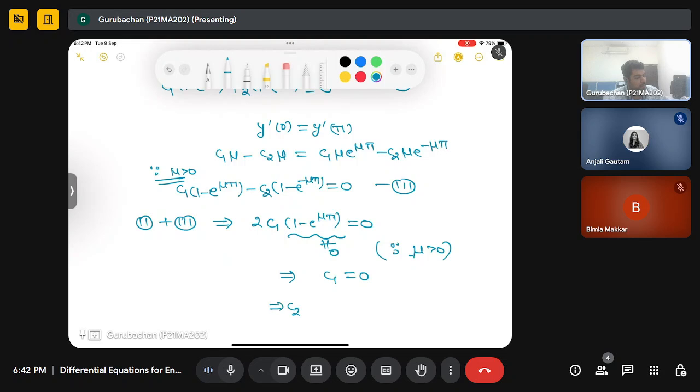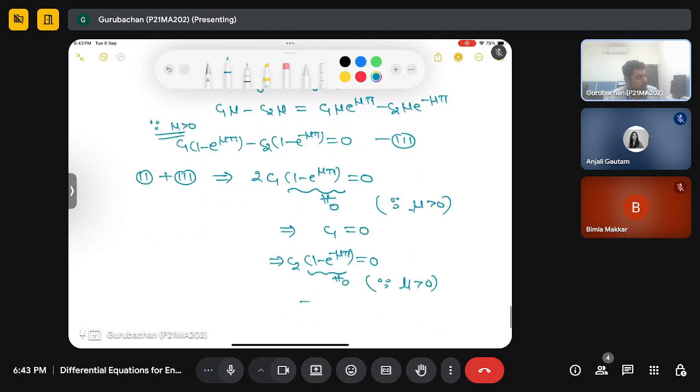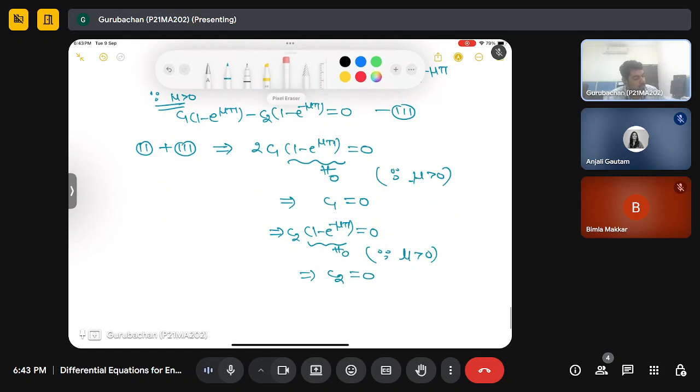So this will imply c2 into 1 minus e to the power minus mu pi is 0. So this is a non-zero quantity because mu is positive. Therefore, c2 is also 0. So y is the trivial solution on the whole interval.